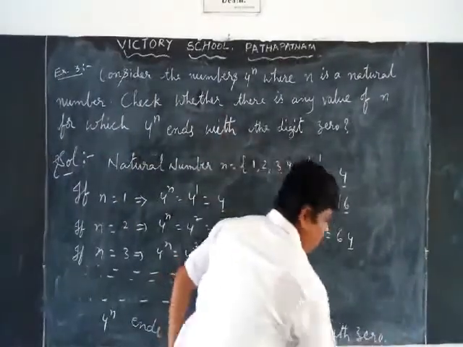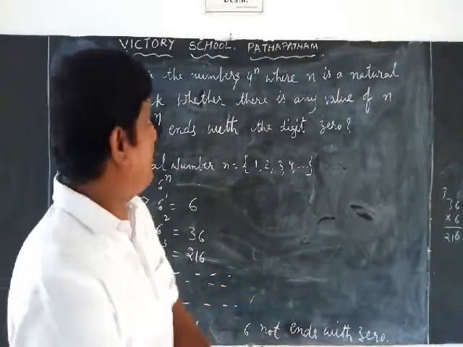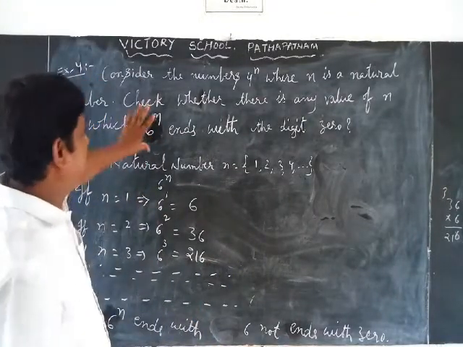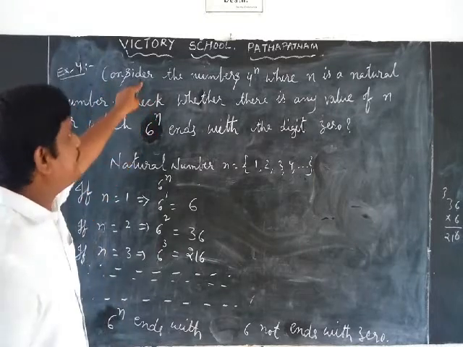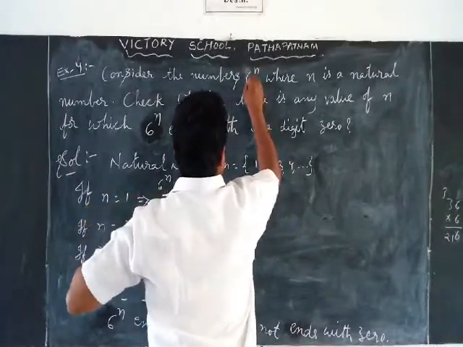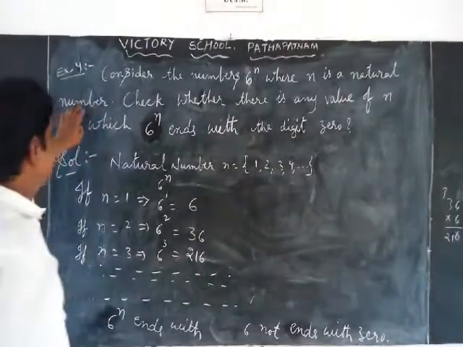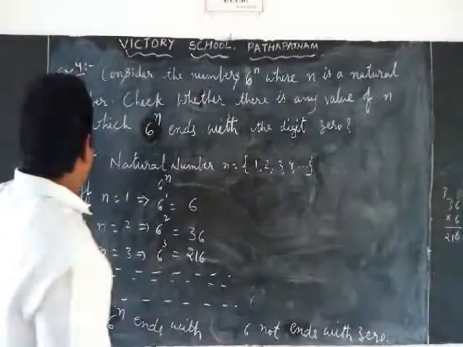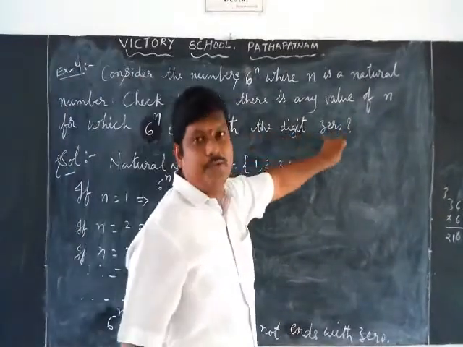Understood? Okay, now we are discussing the second example. Example 4. Same example, but the digit is changed. The value is changed. Consider the numbers 6 power n where n is a natural number. Check whether there is any value of n for which 6 power n ends with the digit 0.